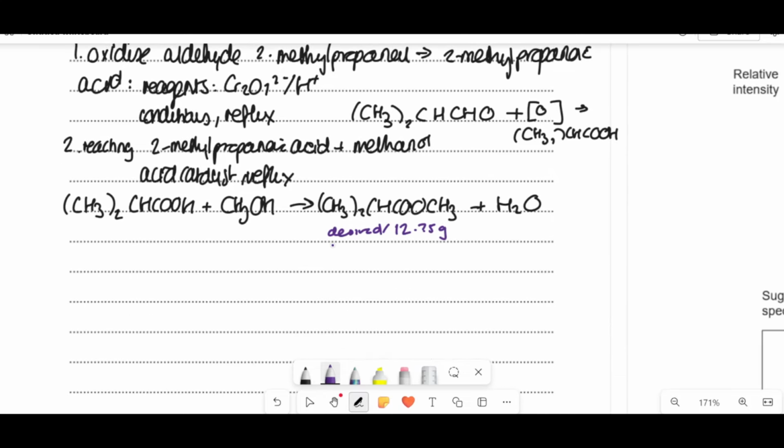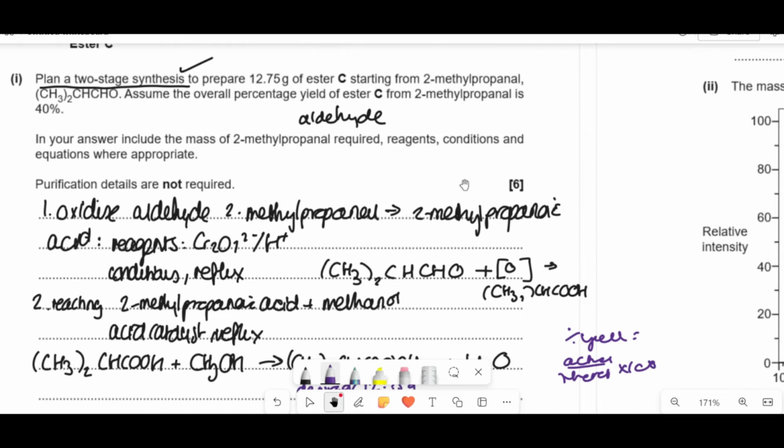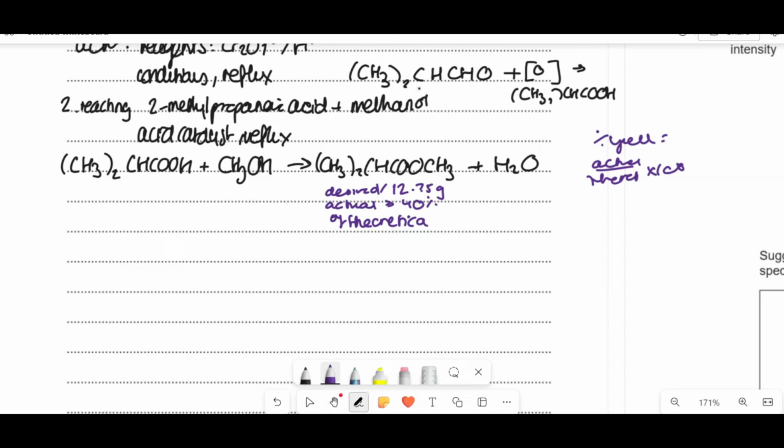So this is our desired, or our actual amount, which is going to be 40% of the theoretical. Because remember that your percentage yield equals your actual over your theoretical times 100, right? Then, in your equation, include the mass of the 2-methylpropanol required as well, where appropriate. So we need to figure out how much of this we need mass-wise. Cool. So we have its Mr as well by working it out, so I can work out the moles of this ester. The moles of C is going to be 12.75 divided by its Mr, which if you work out from the periodic table, is 102. So we get 0.125 moles, right?